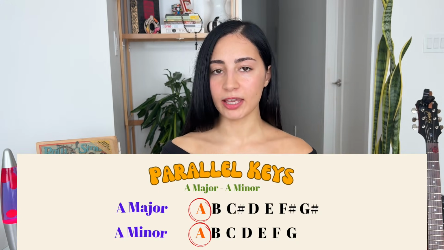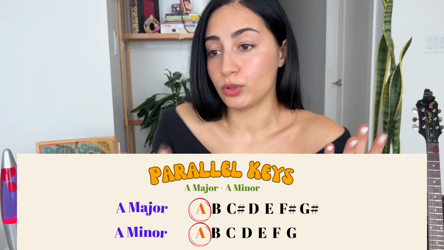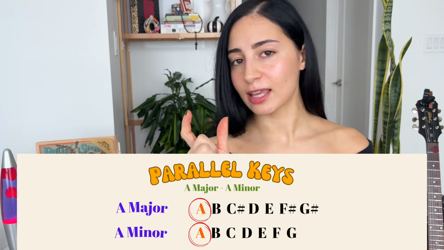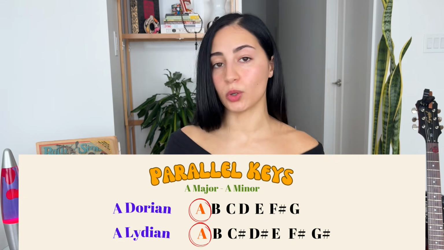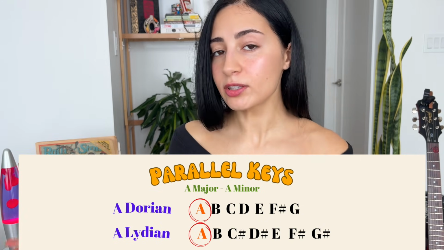So for example, A major and A minor are made up of two different sets of notes, but they have the exact same starting note, the same key identifier. They both start with the A note. Another example would be A Dorian and A Lydian. Two different sets of notes, but they both start with A. Dorian and Lydian are technically called parallel modes, but I just call them parallel keys because it's the same thing.